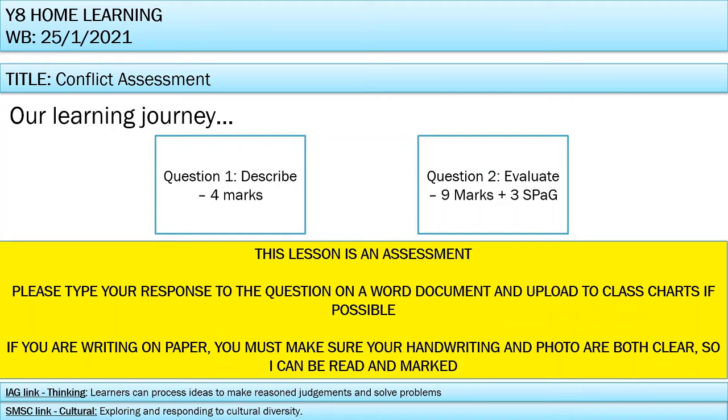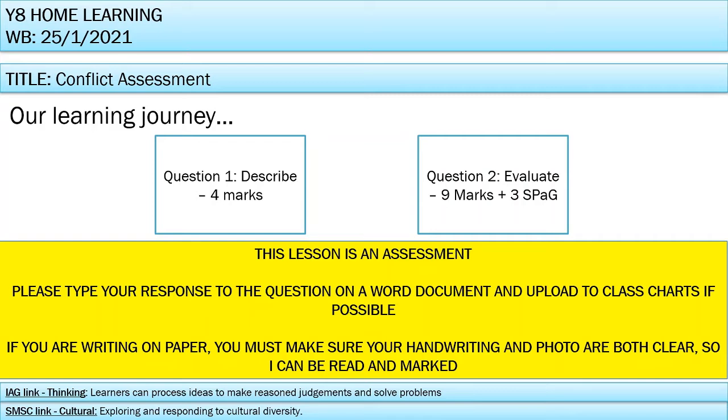The first thing I'm going to do is look at question 1, which is a describe question, 4 marks. I'm going to set you a time limit of how long I'd expect you to take to do that question, explain how to answer the question, and give you some tips to help you get the best marks possible. Question 2 is our evaluate question, 9 marks with plus 3 for spelling and grammar. Again, I'm going to go through the question, give you some hints and tips on how to answer it, and set you a time limit of how long I'd expect you to take to complete that answer.